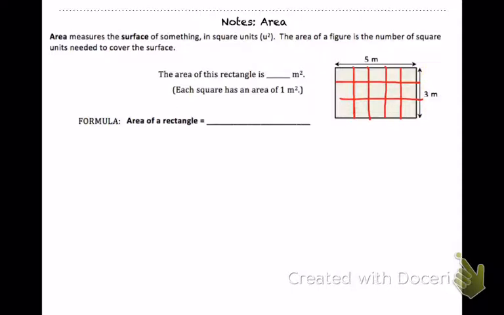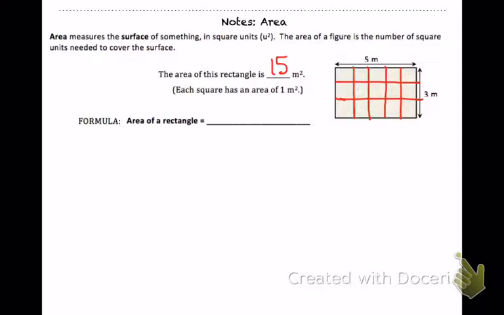So the idea here is the area would be how many squares we end up with. If you go ahead and count them, 1, 2, 3, 4, 5, 6, 7, 8, 9, 10, 11, 12, 13, 14, 15. So there's a total of 15 squares. So the area of this shape is 15 meters square or 15 square meters.